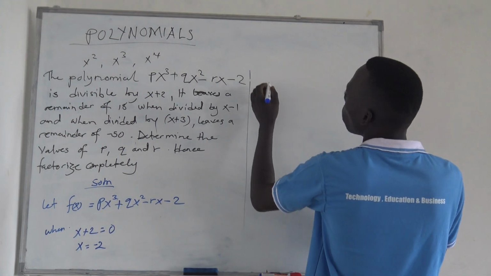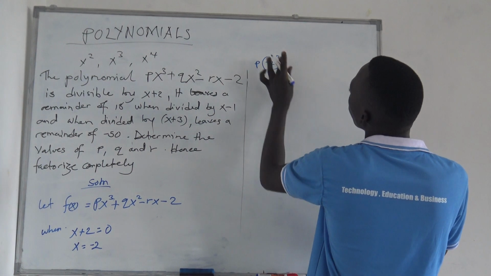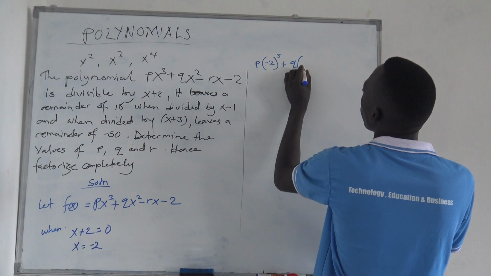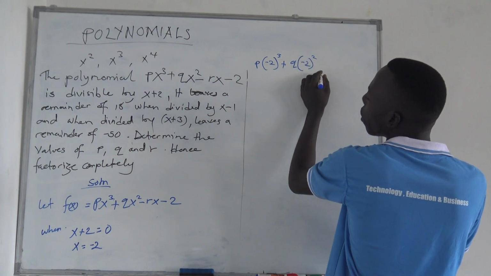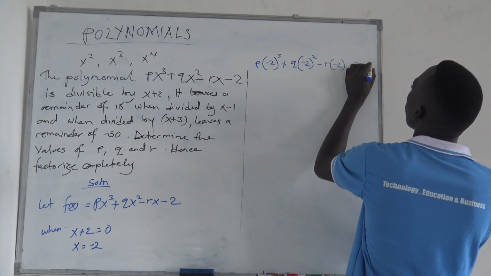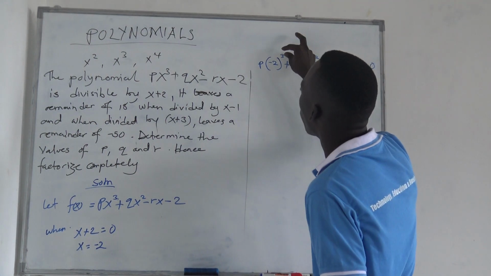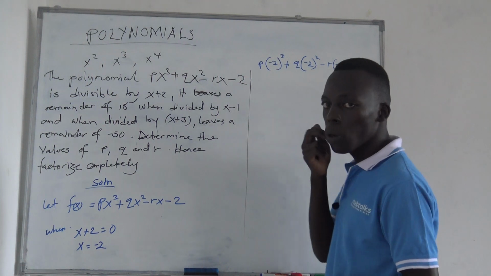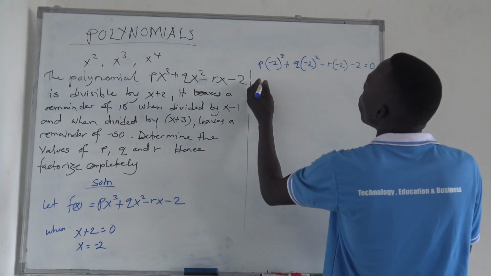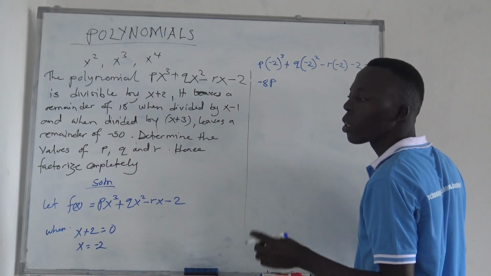So that means here p into negative 2, cubed, plus q into negative 2 squared, minus r into negative 2, minus 2 equals 0. So this is what we have. You have to cube this one. When you cube a negative, we said you get a negative value. So when you cube a 2, that is negative 8p. When you square a negative, we get a positive.